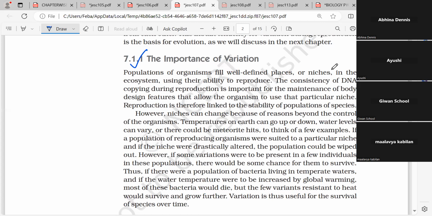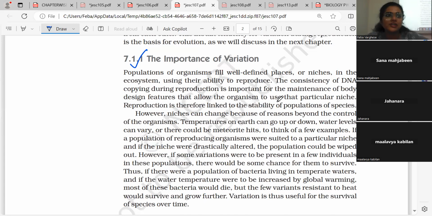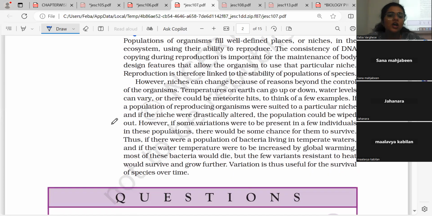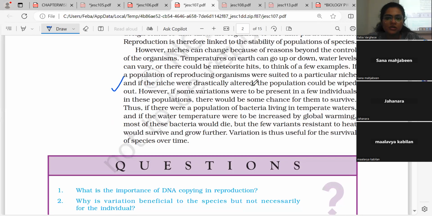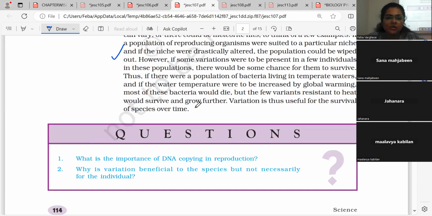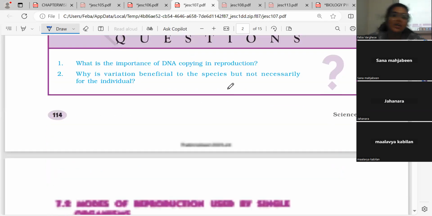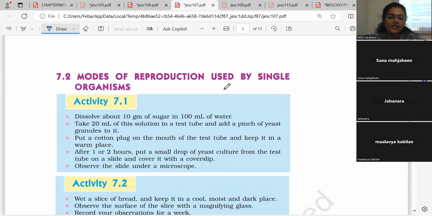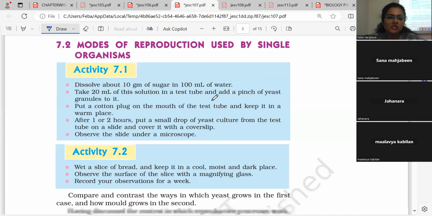Do organisms with all variations have equal chances of survival? No, only useful variations will give you chances for survival. If they are useless variations, those are going to get eliminated from nature. Okay, all those kinds of things you can go through, like how bacteria living in temperate waters become resistant over time. All of that is given in the variation part. Okay, read the example. Then, modes of reproduction using single-celled organisms.